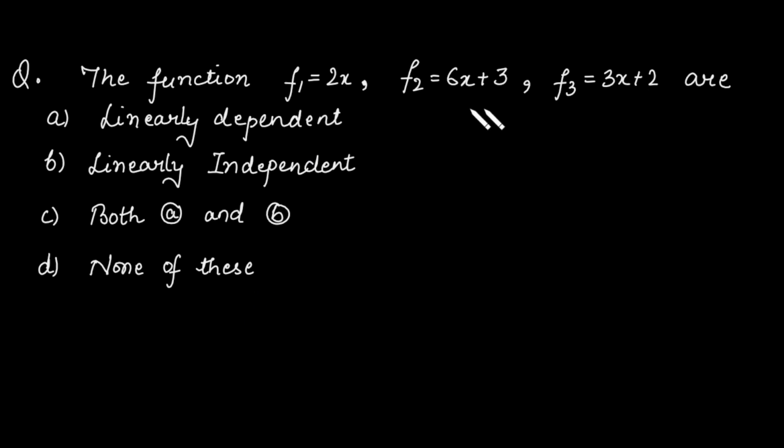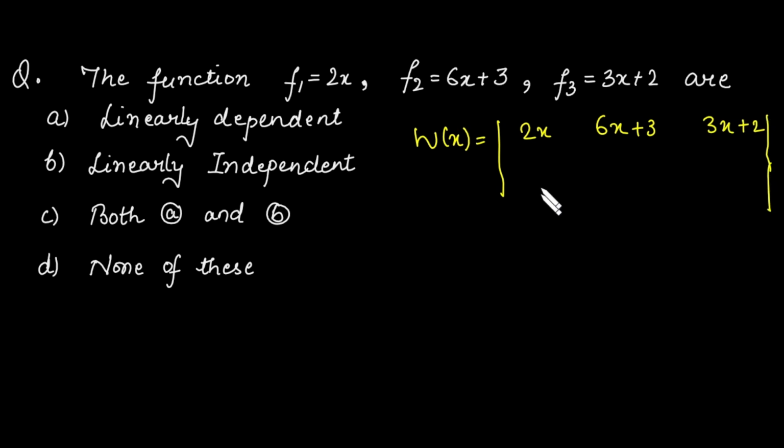We have recently evaluated the Wronskian. In this case the first row is 2x, 6x plus 3, 3x plus 2. We need a 3 by 3 matrix because three functions are there. Its derivatives are 2, 6, 3, and the last row is 0, 0, 0, the further derivatives. So the determinant in this case is clearly equal to 0. If the Wronskian is equal to 0, we can say that the functions are linearly dependent.